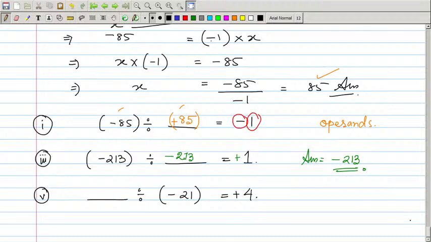Okay. Now here the magnitude is 4. So obviously this will be 21 into 4, that is 84. And what will be the sign? See, I want a plus positive answer. So that means both are of the same sign. So if this is negative, then this will also be negative. So your answer is minus 84.